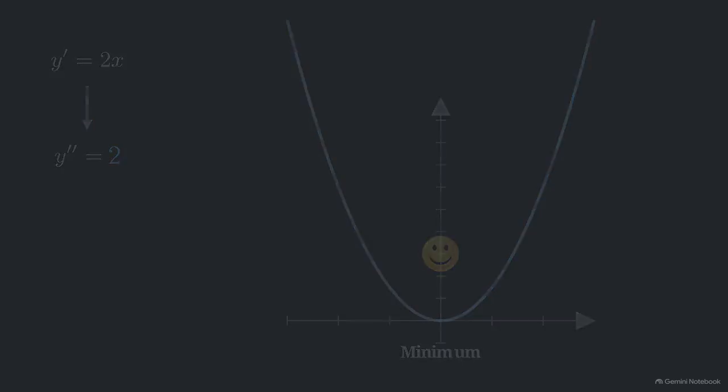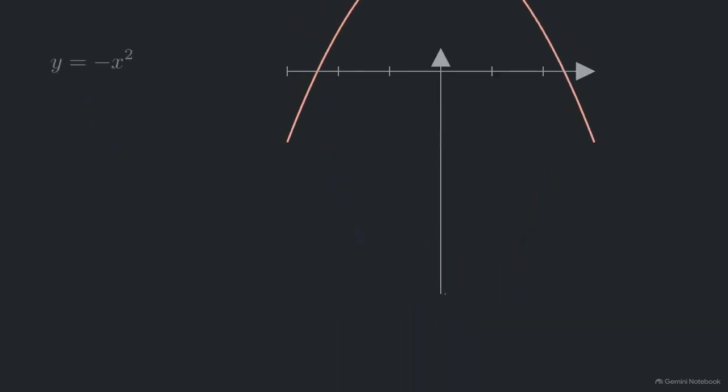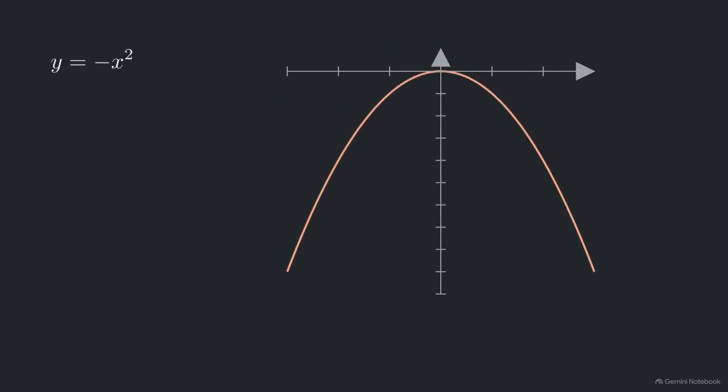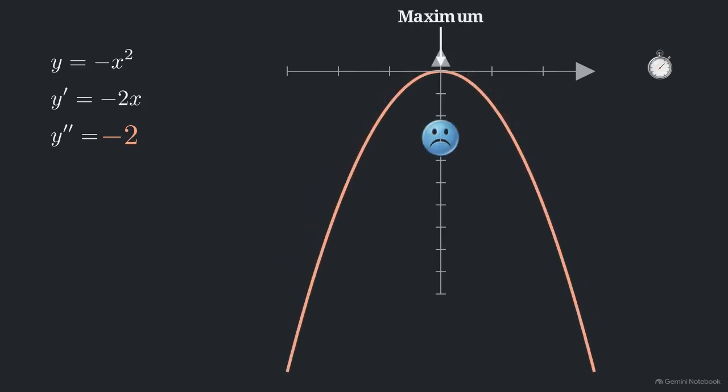Let's test this logic. Here is an inverted curve, y equals negative x squared. Pause for a second and try to find its first and second derivatives. The first derivative is negative 2x. Differentiating again gives a second derivative of negative 2. This negative second derivative dictates that the slope is constantly decreasing. The shape bends concave downward, mimicking a frown, proving that this particular flat spot is a maximum peak.